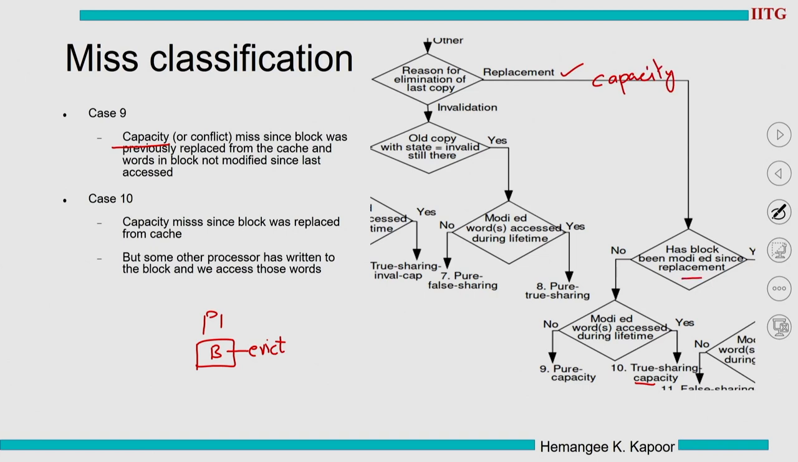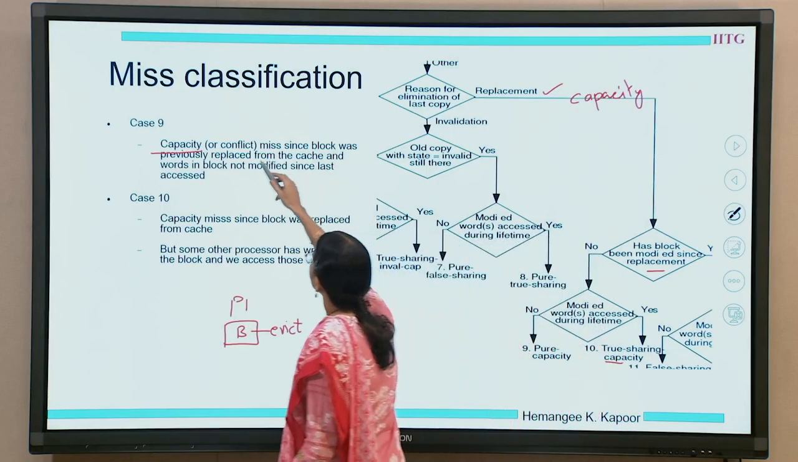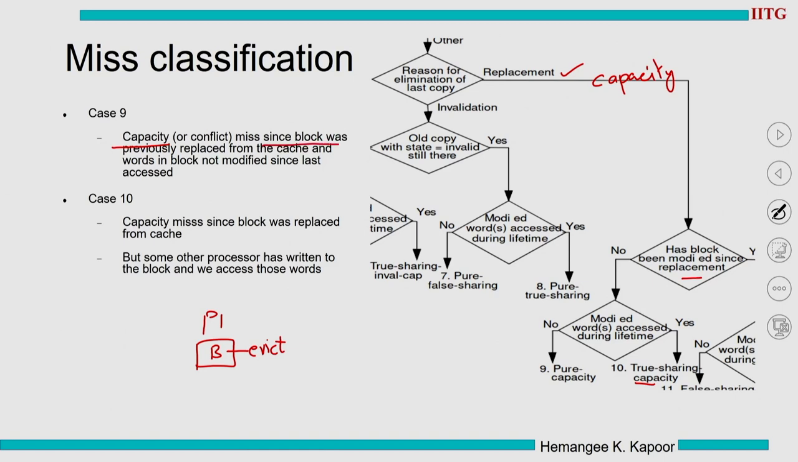Now, coming to this decision block, has the block been modified since replacement? Okay, so we replaced the block, but did it change after that? So this is coming back to here, if you read case 9, capacity or conflict miss, since the block was previously replaced from this cache, and the words in the cache block not modified since the last access. So coming here, were the words changed? They were not changed. So this is not related to any coherence problem. It is a pure capacity miss, because nobody else changed this block. Nobody else wanted B. They did not touch B at all. We removed B, and then we have to reload B.